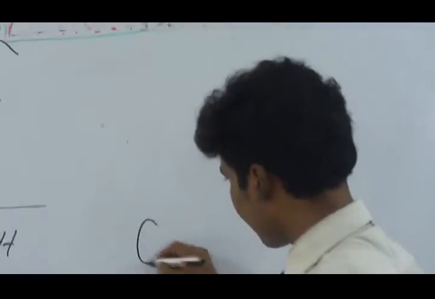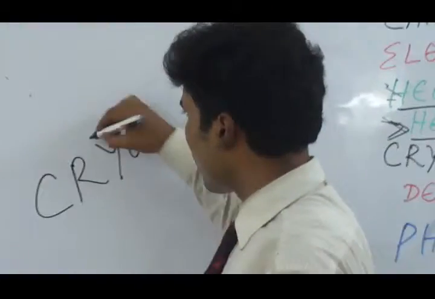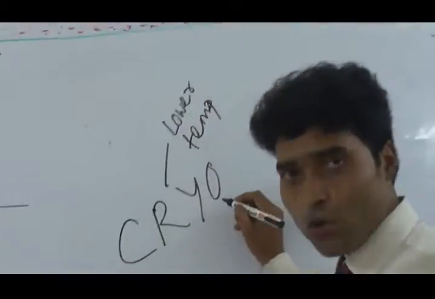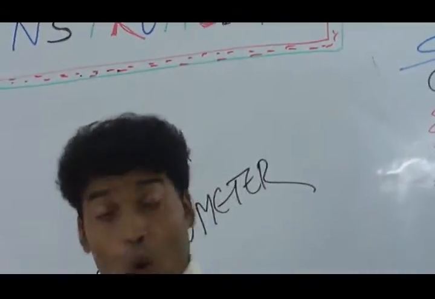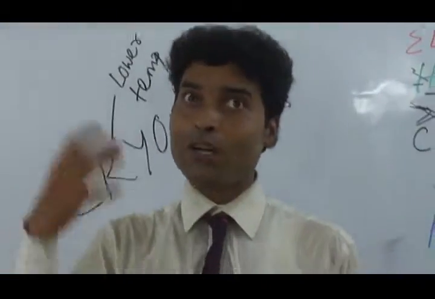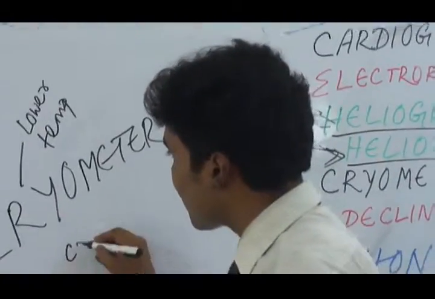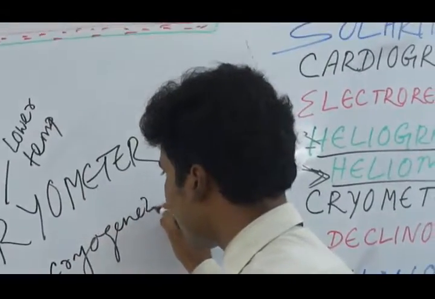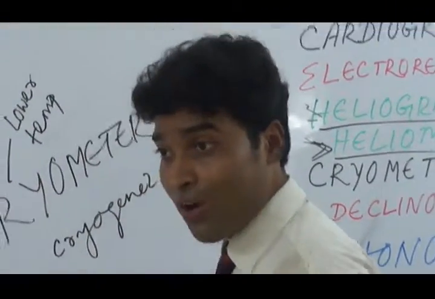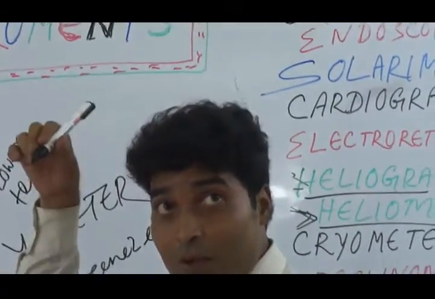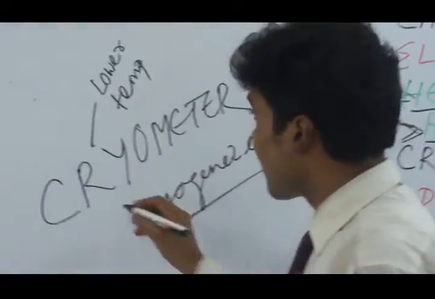Another thing we'll discuss right now, cryometer. Cryo means lower temperature. So cryometer means the instrument which is used for measuring the lower temperature of things. Do you know cryogenic engines? Cryogenic engines are those engines which function at very low, minus-degree temperatures. It is known as cryogenics. So cryometer is related to low temperature.